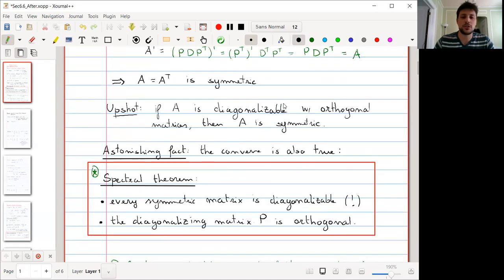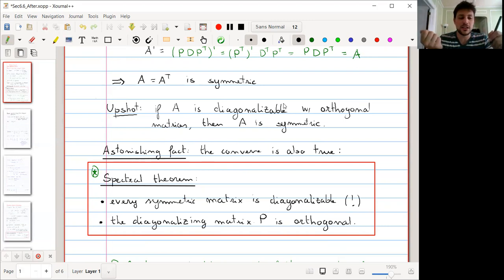And the converse goes under the name of the spectral theorem. I'll comment on the name in a second. But this theorem, it's also called the theorem on diagonalization of symmetric matrices. Every symmetric matrix is diagonalizable, and it is diagonalizable with an orthogonal matrix, which is the converse of what we showed above. We just proved that matrices that are orthogonally diagonalizable are symmetric. This theorem tells us that all symmetric matrices are orthogonally diagonalizable.